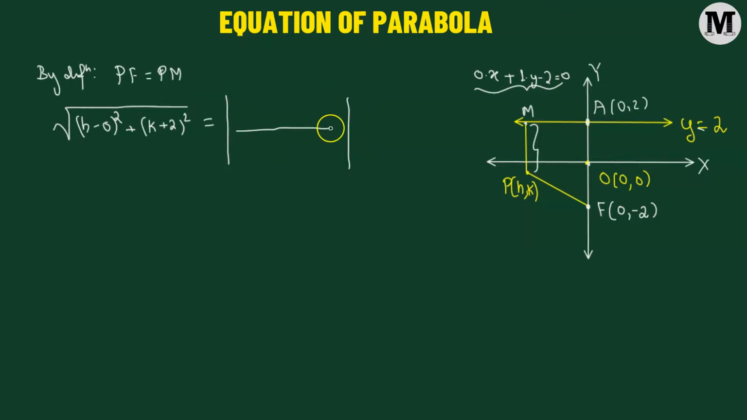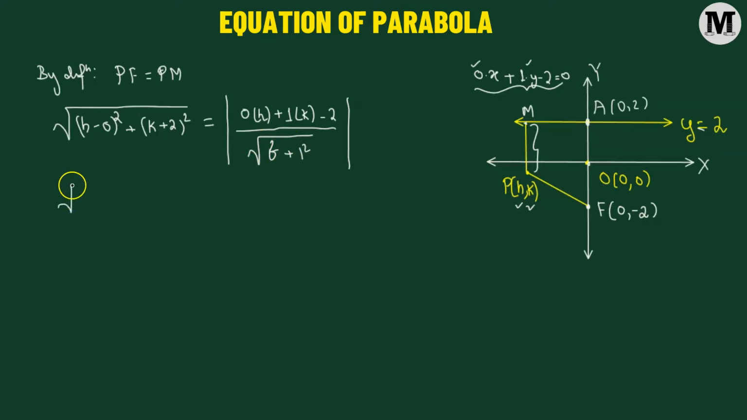Now we will take a ratio inside the absolute value. We'll start with the coefficient of x, that's 0, of the directrix line. That gets multiplied by the x coordinate of point P, so that's h. That will be added to the coefficient of y of the directrix line, that's 1. 1 gets multiplied by the y coordinate of the point P, so that's k. Then we add the constant term, that's negative 2, divided by the square root of the sum of the squares of the coefficients of x and y. So 0 squared will be added to 1 squared.